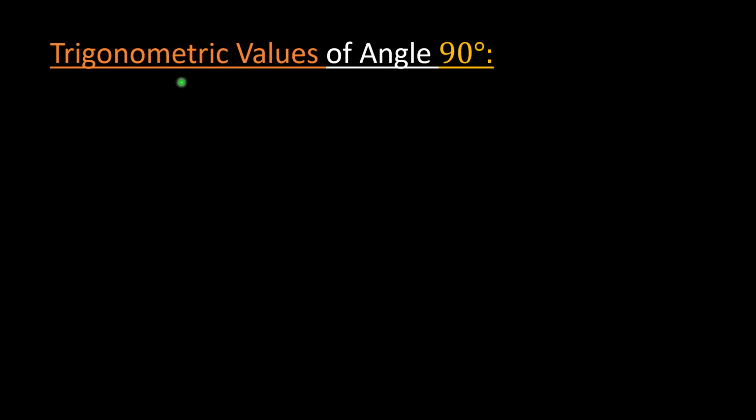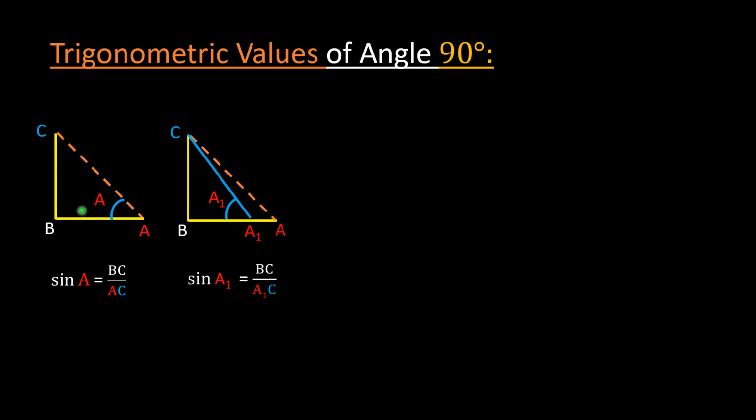We write trigonometric values of angle 90 degrees. We have a right triangle ABC where sine A equals opposite side divided by hypotenuse, that is BC divided by AC. Now we will slowly increase angle BAC in steps by moving point A towards B and finally make angle BAC equals 90 degrees. So in the next step we increase angle BAC to angle BA1C, which is A1, and sine A1 equals BC divided by A1C.